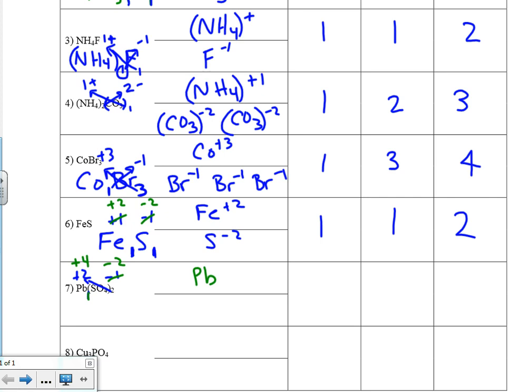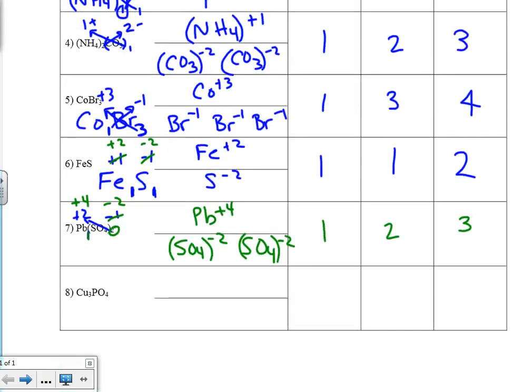So there's 1 lead ion, and it is a +4 charge. There are 2 SO4 ions, each with a -2 charge. How did I know that there were 2 sulfate ions? By that subscript on the outside of the parentheses there. So 1 cation, 2 anions, 3 total ions.